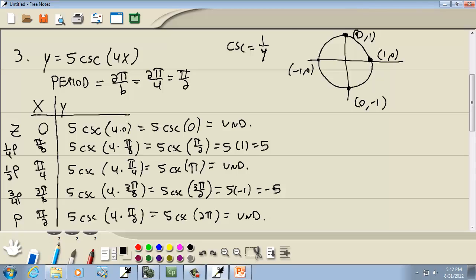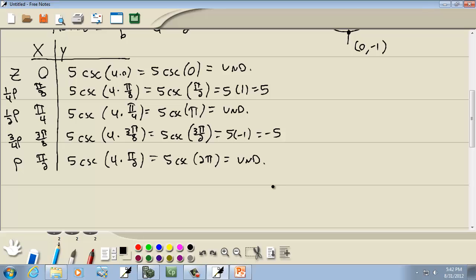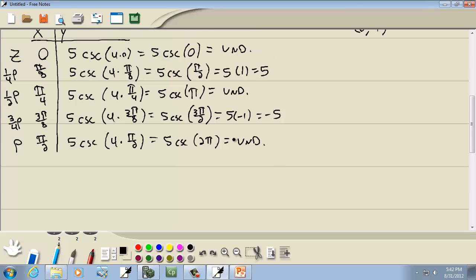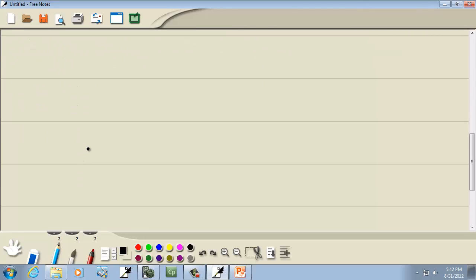And normally this wouldn't be very good. It's like, wow, I just got 2 points. But since we know what the graph's going to look like, that's all we really need. Okay, so our period is from 0 to pi over 2. And pi over 2. Let's put it right here. That's like 1.5.